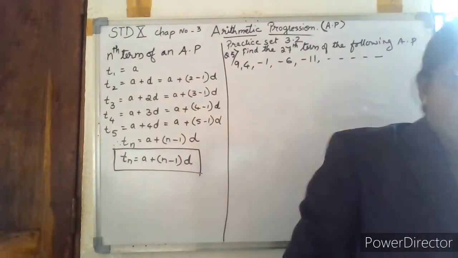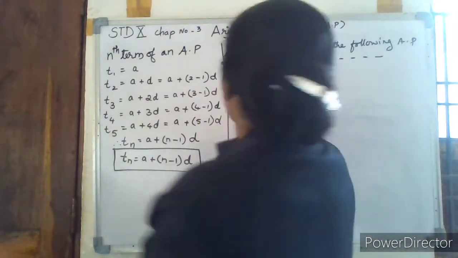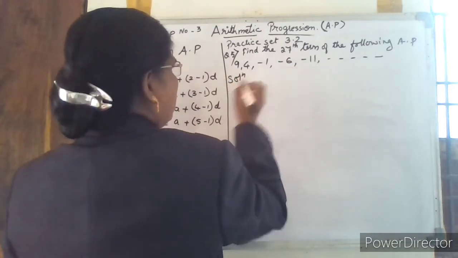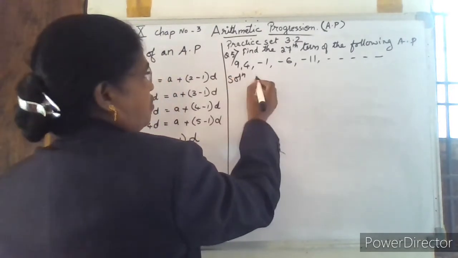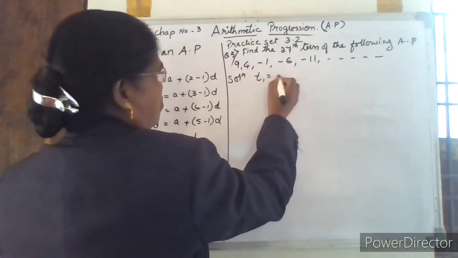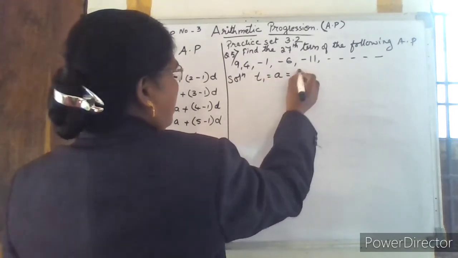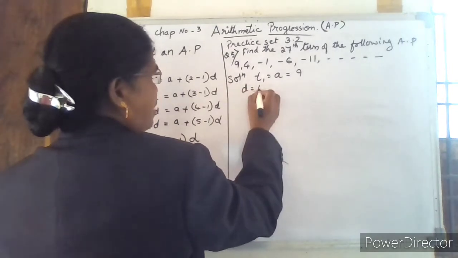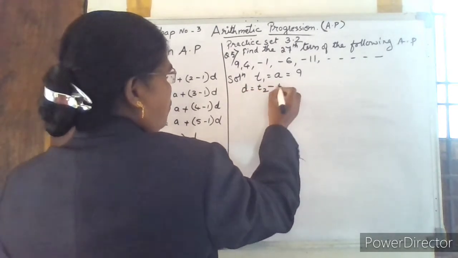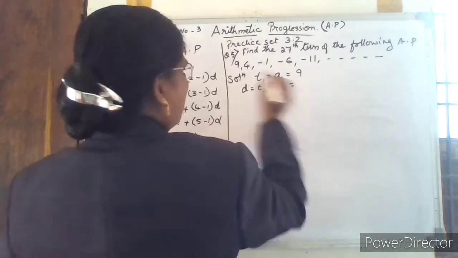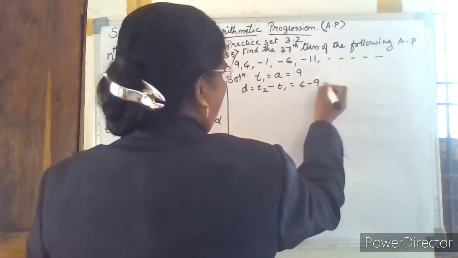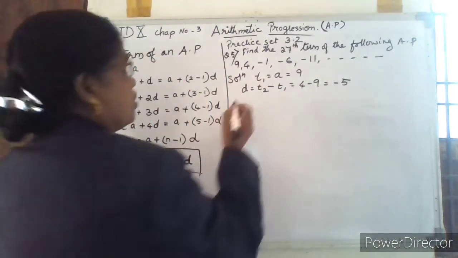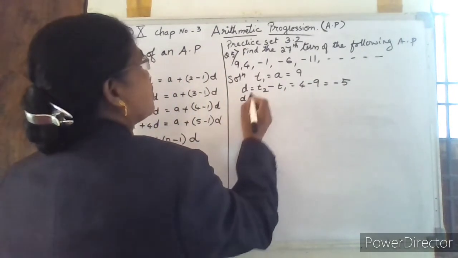From the given AP, we can find the first term. So the first term A is equal to 9, given here. The common difference D is equal to the second term minus the first term. That is 4 minus 9, equal to minus 5, with the sign of the greater number. Then once more we can try.